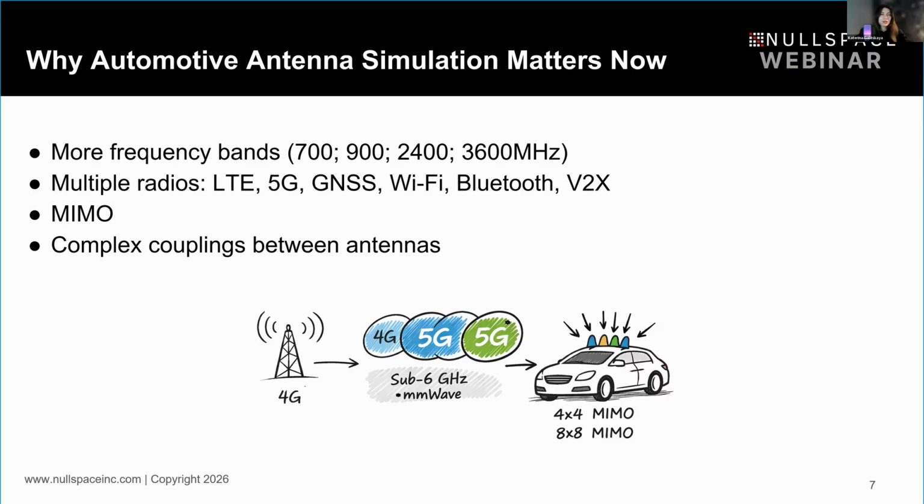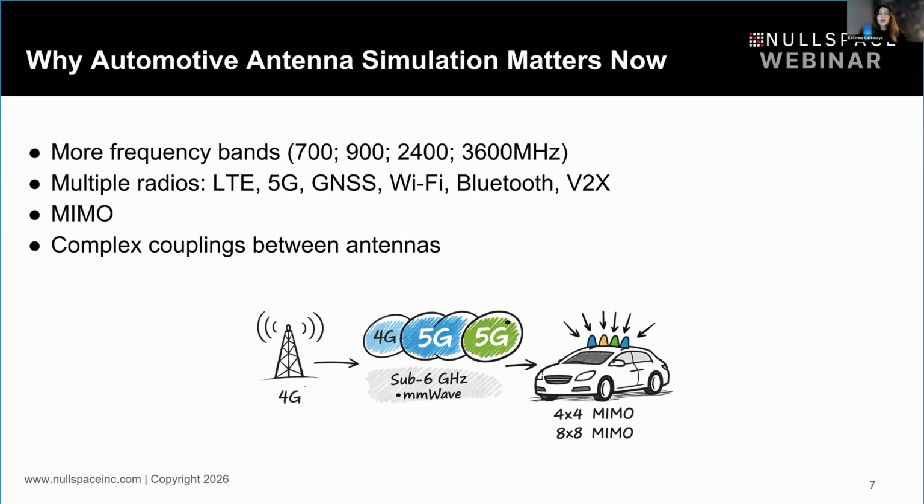So why do we need to simulate automotive antennas now? Especially now, it's very important because we have systems that most of you know, like maybe you own a car, that have a lot of wireless radios inside, right? We have cellular, we have Wi-Fi, we have Bluetooth, maybe some driver assistance systems there. It's all a lot, and it's all in the environment of the car, right?